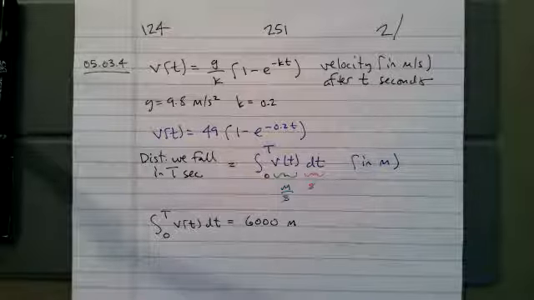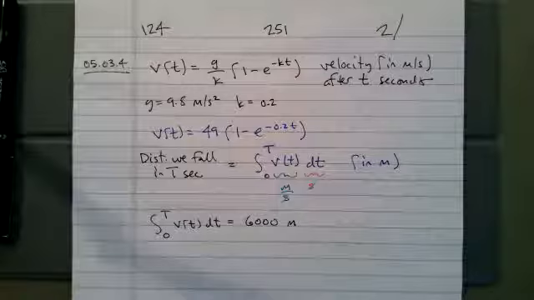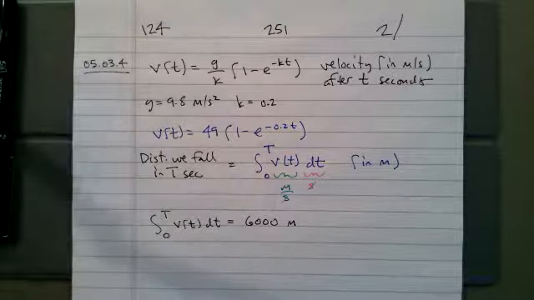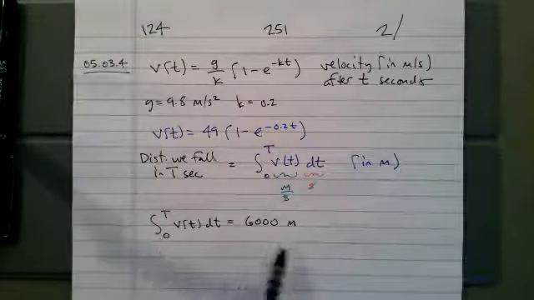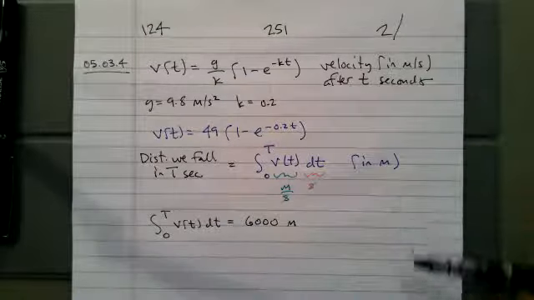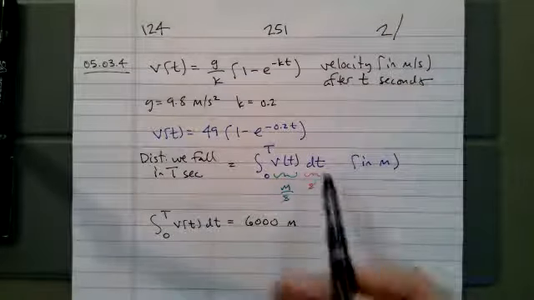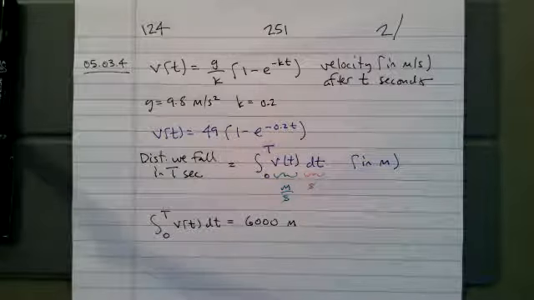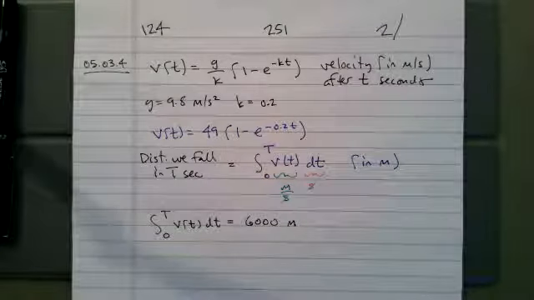So the solution to this equation will tell us how long we've been falling when we hit the ground. At t equals 0, we're starting off at 6,000 meters. So we want to find out how long it takes us to cover 6,000 meters if this function is our distance that we've fallen. Any questions?